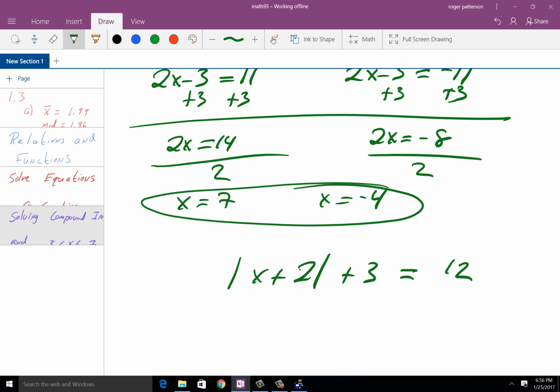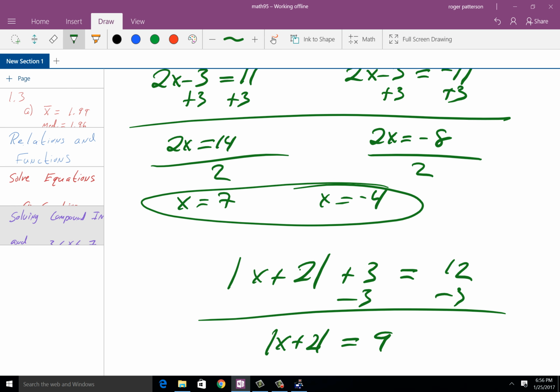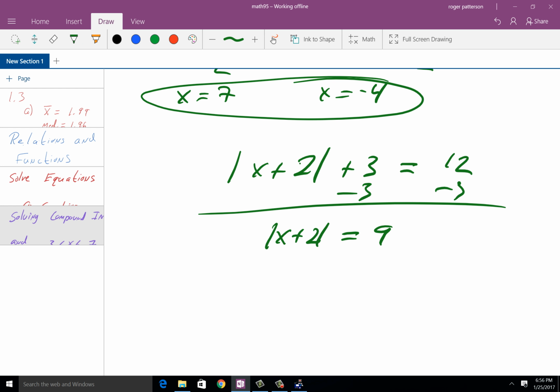What if it was like this? What would we do first? Yep, move that 3 over there. Okay, and work it out from there. But you want to do that before you break it into cases. So get that absolute value by itself before you break it into cases.